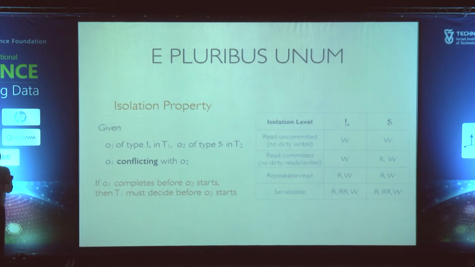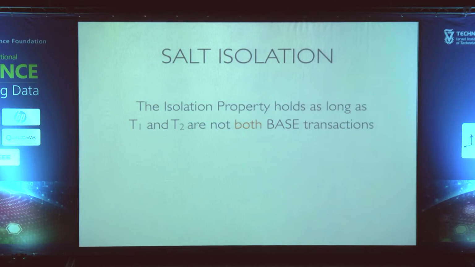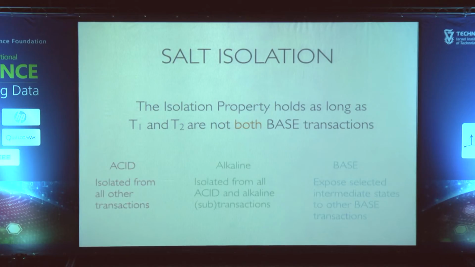And this becomes just a single way to express all these different levels of isolation. So then, if this is the isolation property appropriately instantiated, what salt isolation can guarantee is that whatever isolation property was holding before between all ACID transactions will continue to hold as long as T1 and T2 are not both BASE transactions. So what does that mean in practice? That means that if you are an ACID transaction, you continue to be isolated from all other transactions just like you were before.